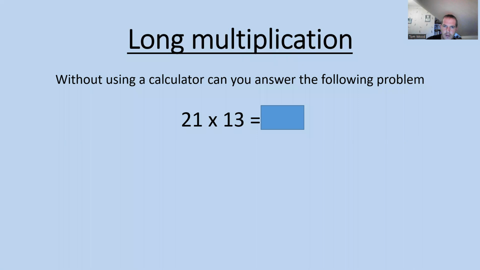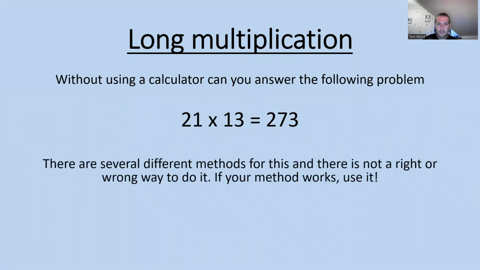Okay, so at this point I'm going to reveal the answer. You can always use a calculator to check, but obviously we won't do that in our exam. We'll use a reverse calculation. So the answer that we're looking for is 273. Again, there are lots and lots of different methods for this, and there is no right or wrong way of doing it. So long as in the exam, if you're given this and you get that answer, you're going to get the mark for it.